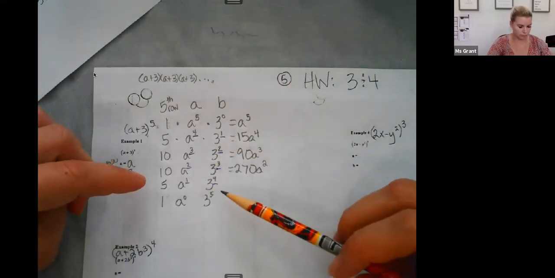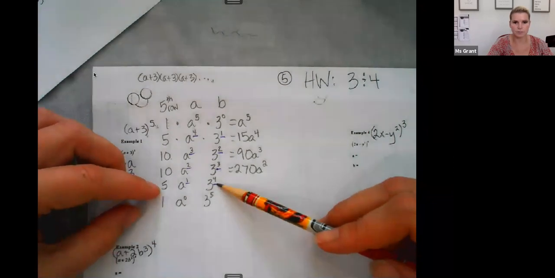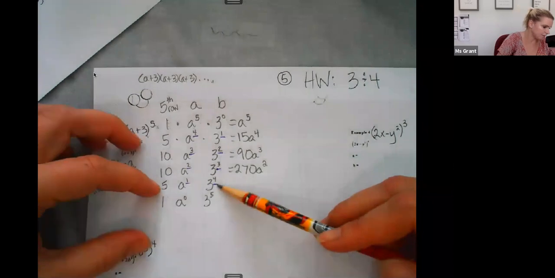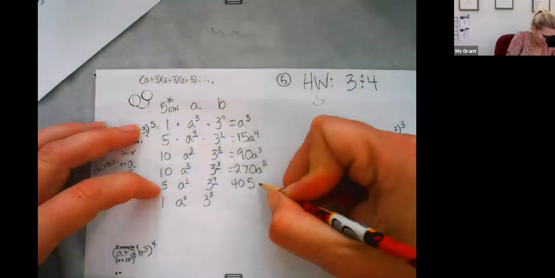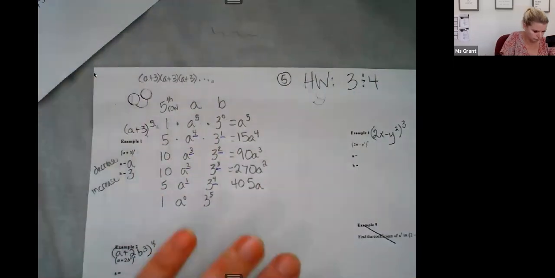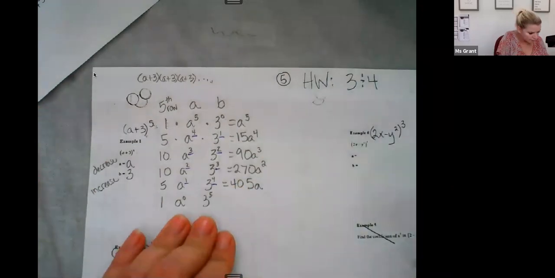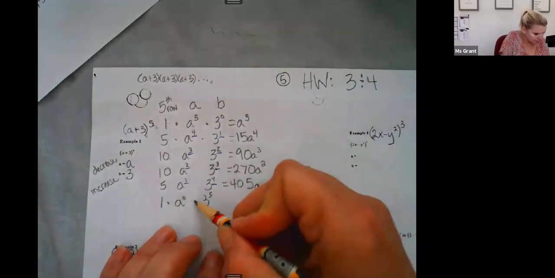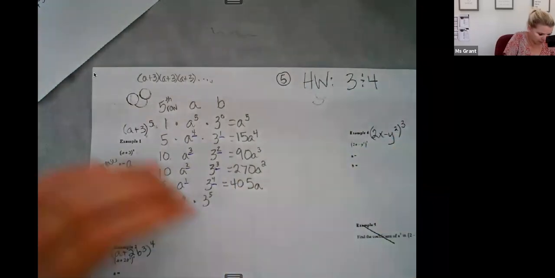Three to the fourth times 5 times a to the first. 3 to the fourth is 81. 81 times 5 is 405. A to the first, 405a. 1 times a to the nothing times 3 to the fifth. 3 to the fifth is 243.